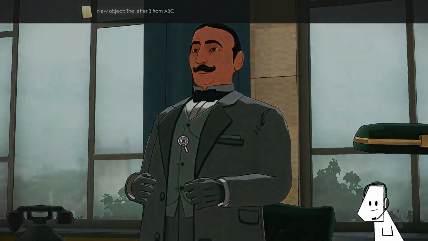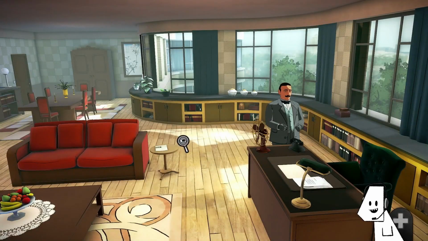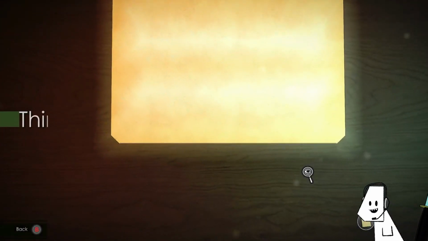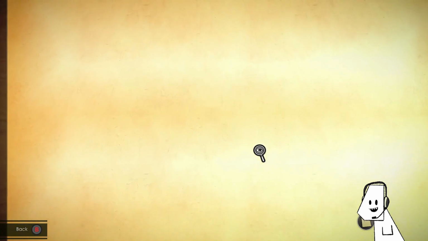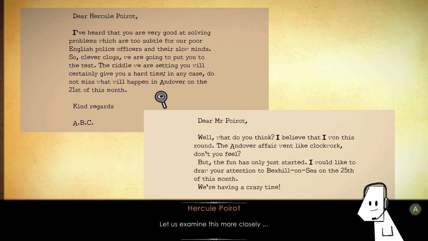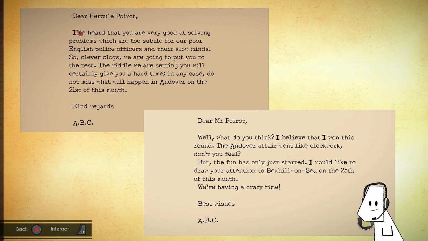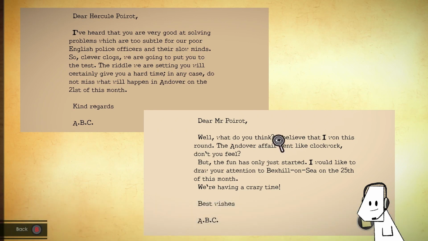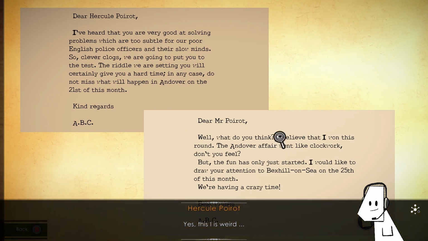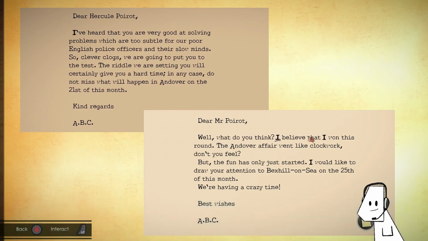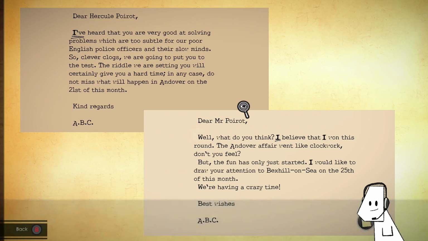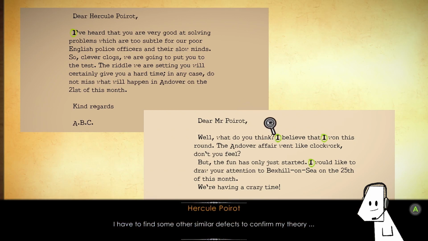Let us ponder. What we got here? Thinking. It's not something I'm usually that good at. Let us examine this more closely. Oh, well, the eyes. Certain characters in the two letters may have similar defects. Yes, this eye is weird. Yes, the eye characters in the two letters do indeed have the same defect. I have to find some other similar defects to confirm my theory.